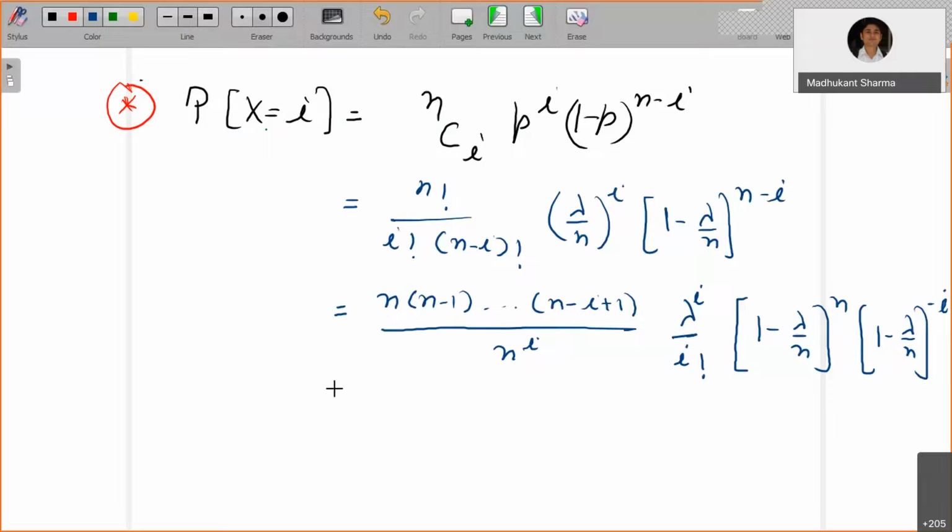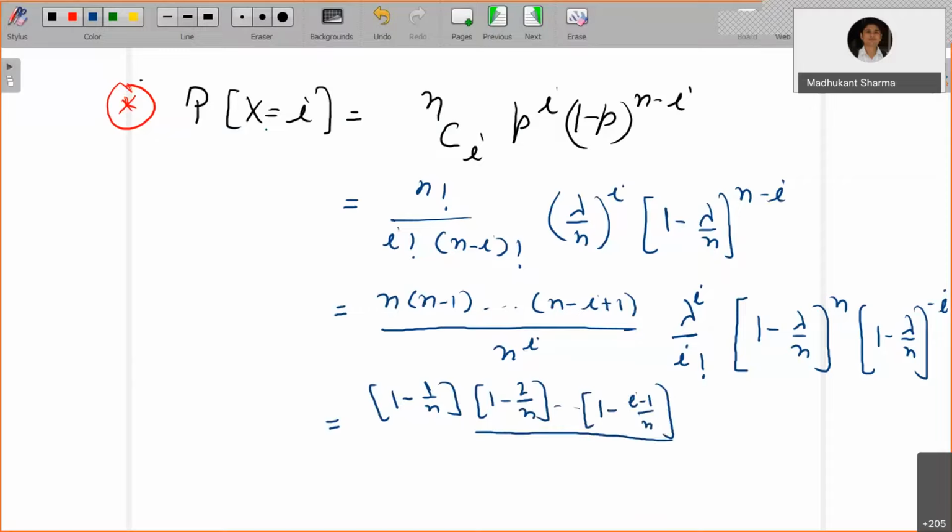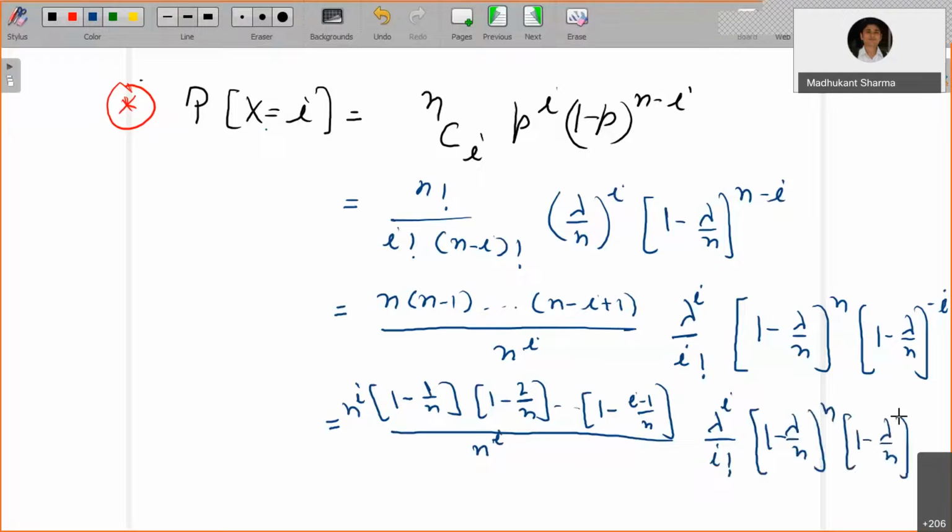And so I just want to write now, this is going to be 1 minus 1 by n times 1 minus 2 by n, and so on, up to 1 minus I minus 1 by n. There is no divide by, because n to the power I gets cancelled now. So this leaves lambda to the power I by I factorial, because we are going to look at the long run, meaning n tends to infinity. So 1 minus lambda by n to the power n times 1 minus lambda by n to the power minus I.